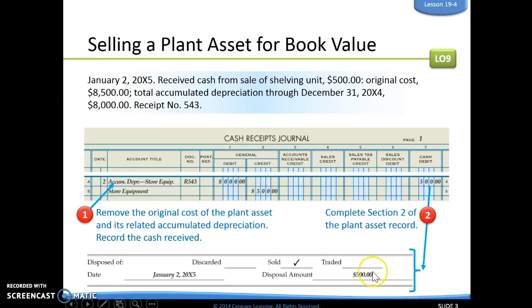We also need to complete section 2 of our plant asset record sheet. So first we're going to pick how we got rid of that shelving unit. We sold it. We sold it on January 2nd, and then we also need to put in the disposal amount, which was how much we received for it. So that was $500.